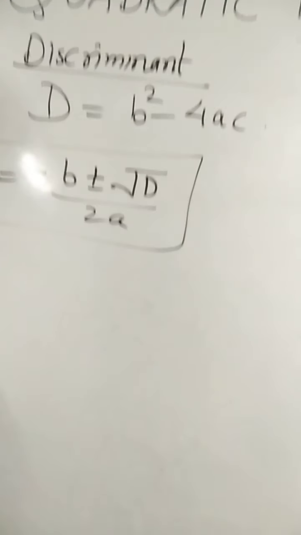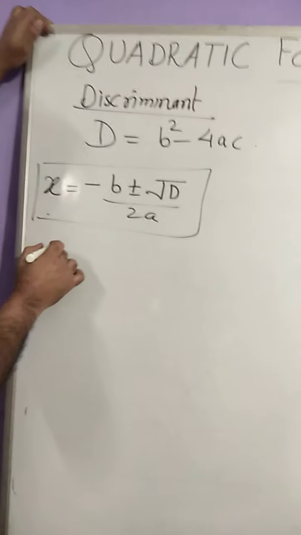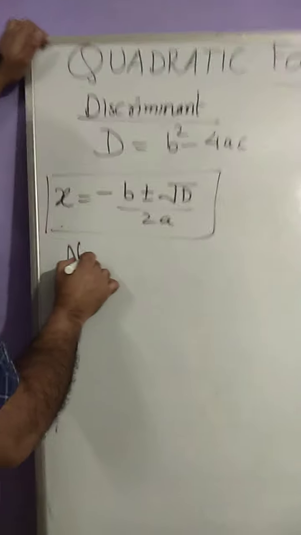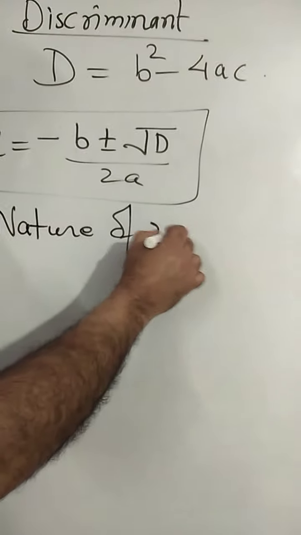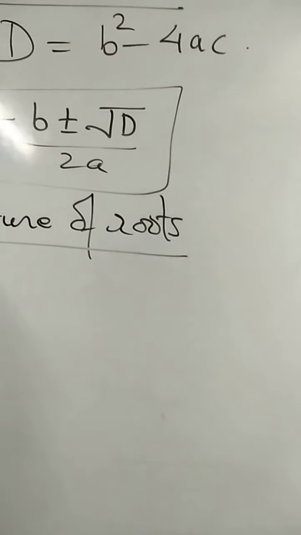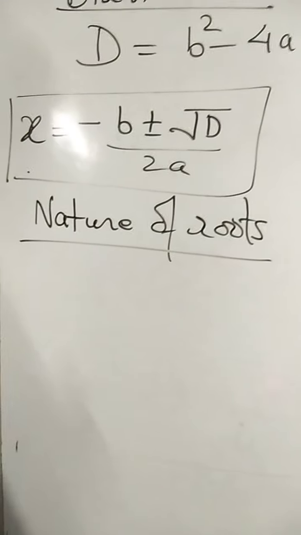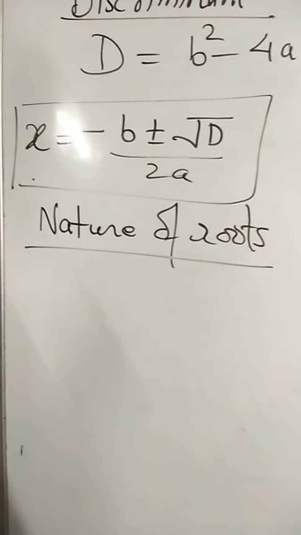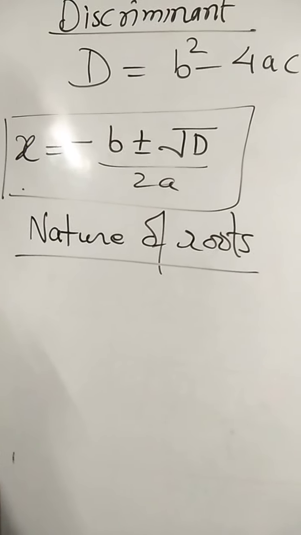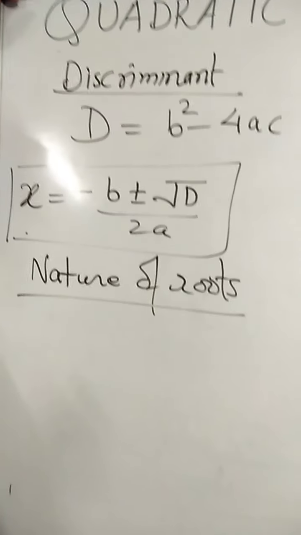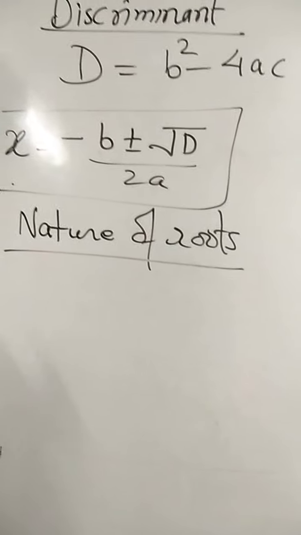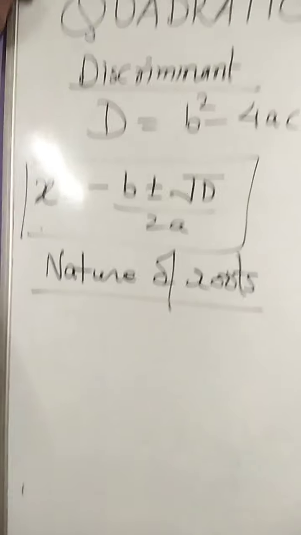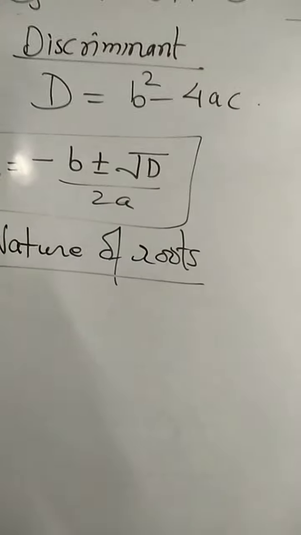See what it gives us. It tells us about the nature of roots without finding the roots. Without finding the solution of the equation, we can tell the nature of the roots. कि roots होंगे कैसे, उनकी nature कैसी होगी. This we can tell without solving the quadratic equation. Only what we need to find? We need to find the discriminant.